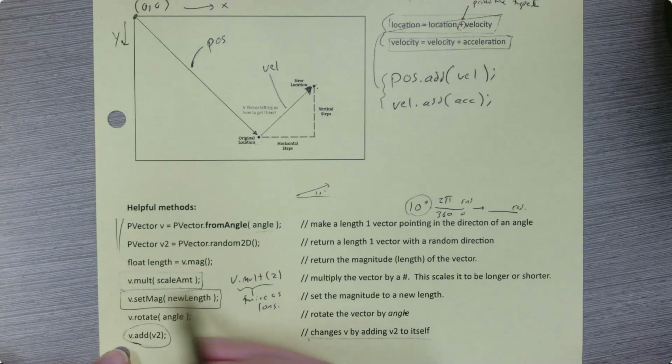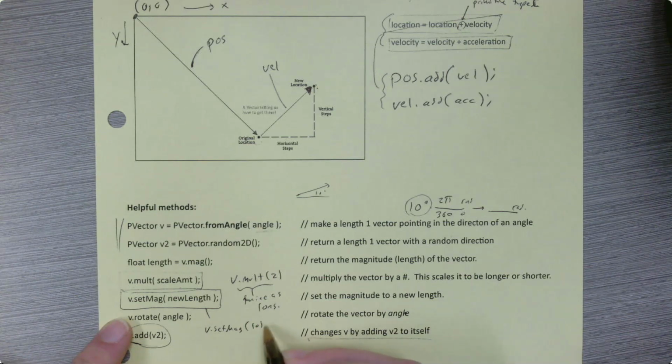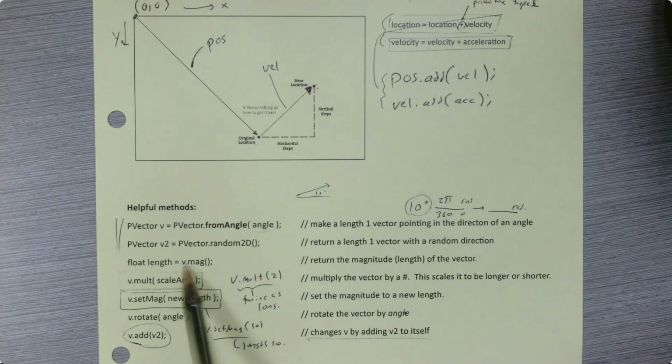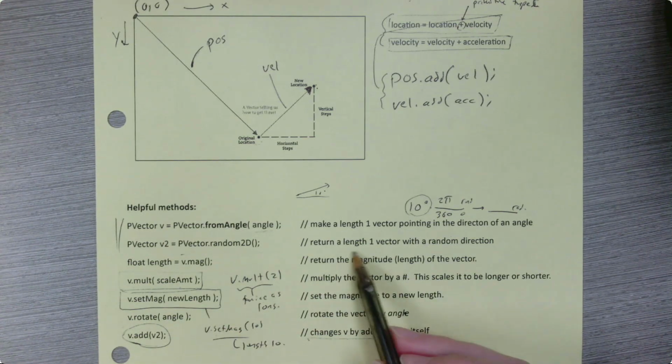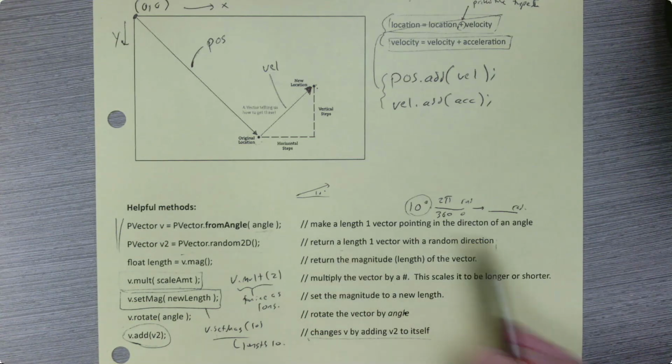Or you can set the magnitude. Remember, magnitude just means length. So you could do v dot setMag to 10, and now it's length 10. So it's not 10 times as long, it's just length 10. You can rotate vectors. You can get their magnitude if you want to know what it is. There's also this one, random2D, which will return a length 1 vector with a random direction. So that's also going to be helpful. Okay, I think that's everything. That's almost everything. Let's look at one more sheet of paper.